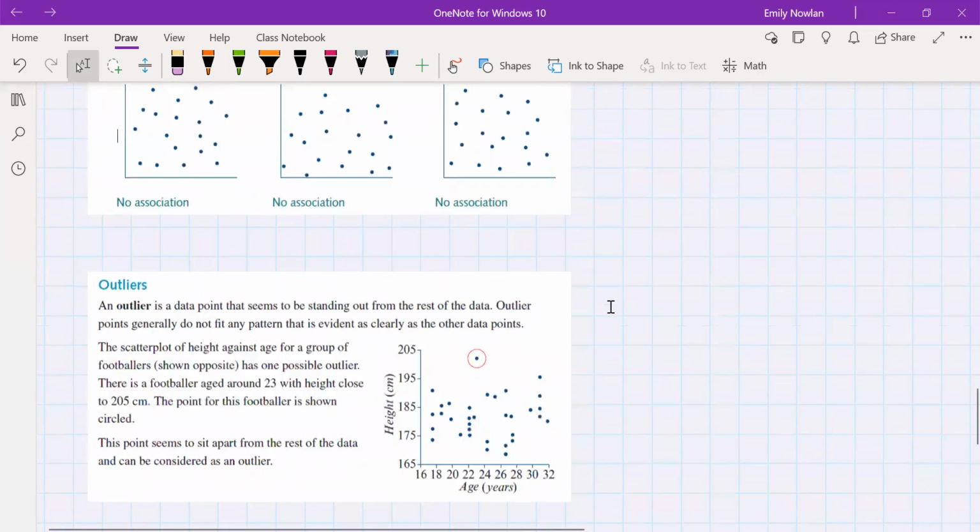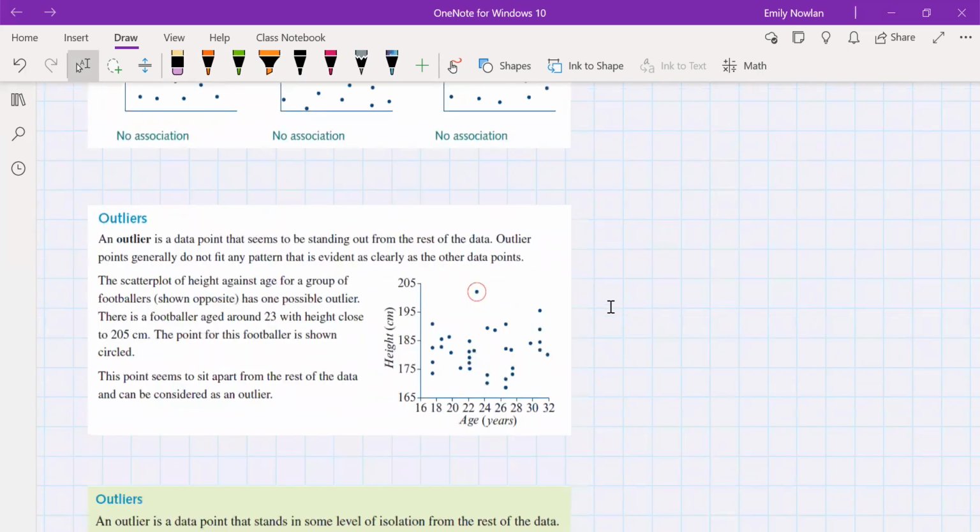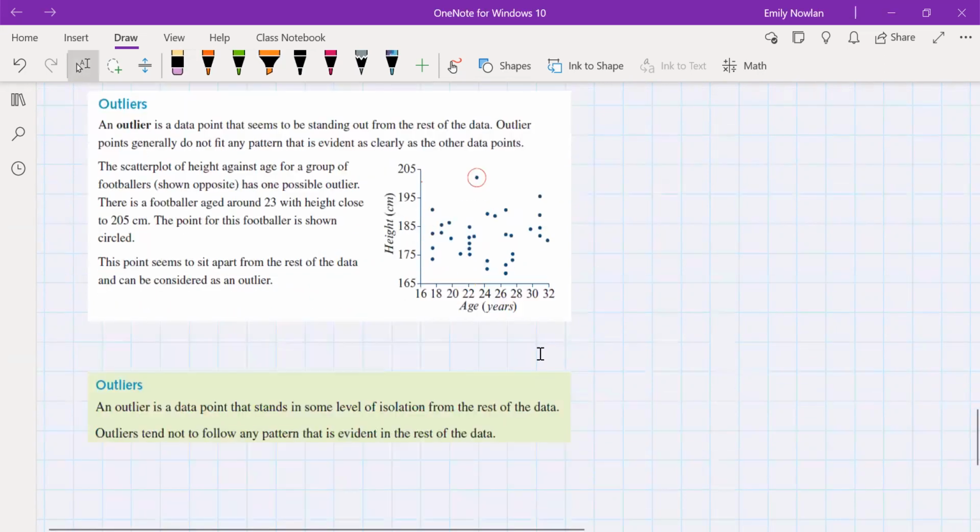Another thing to look for is outliers. An outlier is a data point that seems to stand out from the rest of the data. Outliers generally do not fit any pattern as clearly as the other data points. In this group of data, they've said this one here is an outlier because it lies apart from the rest of the group. It's a 23-year-old person who is close to 205 centimeters tall. Their data is not the same as everyone else in the group.